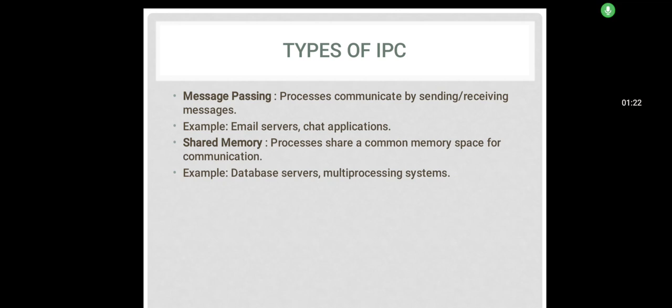And next, the types of inter-process communication: message passing and shared memory. In message passing, processes communicate by sending and receiving messages. For example, email servers and chat applications. And next, shared memory. Processes share a common memory space for communication. For example, database servers and multiprocessing systems. These two types are the ways inter-process communication is implemented.